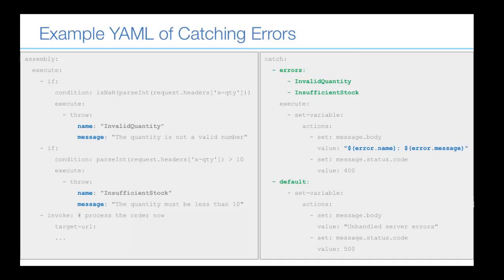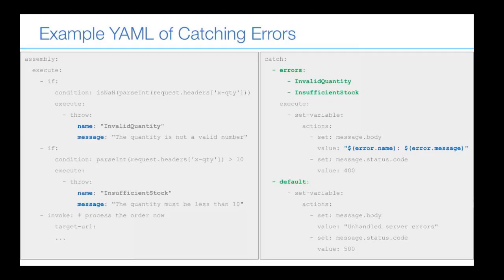In this YAML, two if policies are used for the parameter checking. The first one checks if the quantity header is a valid number, and the other one checks if it is less than 10. If not, the last invoke policy will not be executed. Instead, the throw policies are executed to throw the custom errors, invalid quantity and insufficient stock.